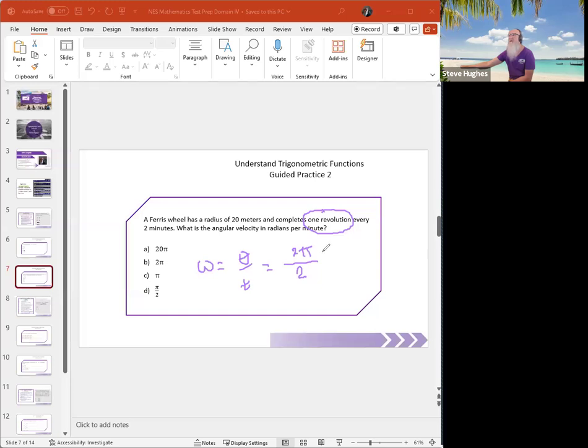All right. So this is radians right here, right? Radians. And this is minutes, right? So if we cancel out the 2, we find out that our angular velocity is pi radians per minute, right? And we're done. So keep that formula handy for yourself, right? For the exam. The angular velocity is equal to the angle theta divided by the time t.